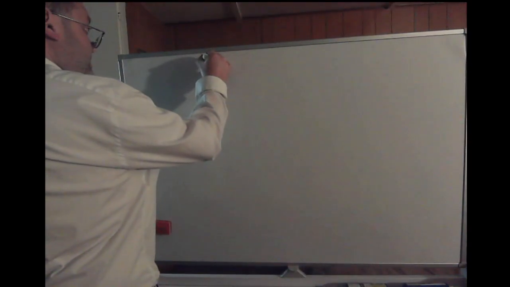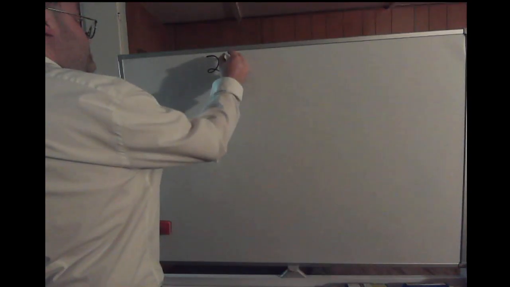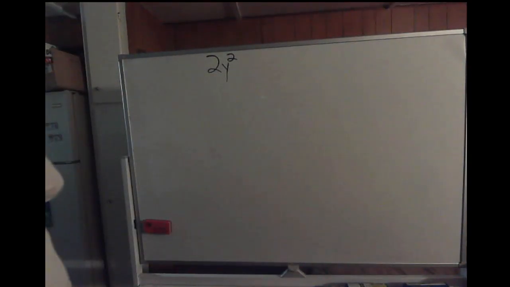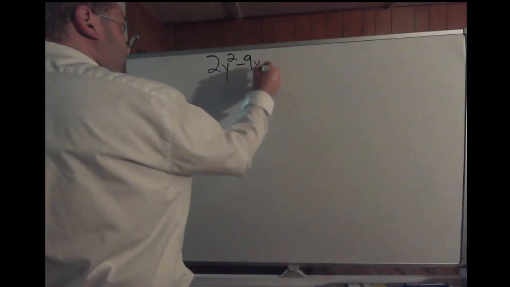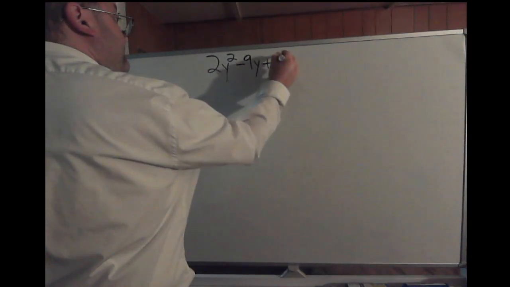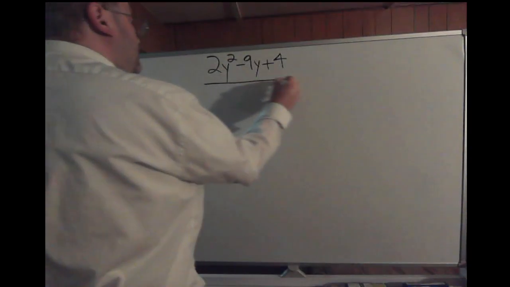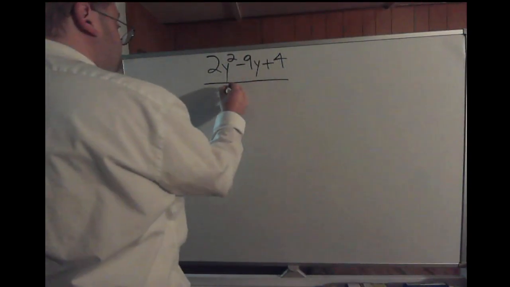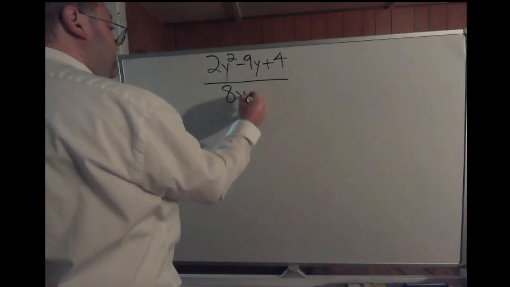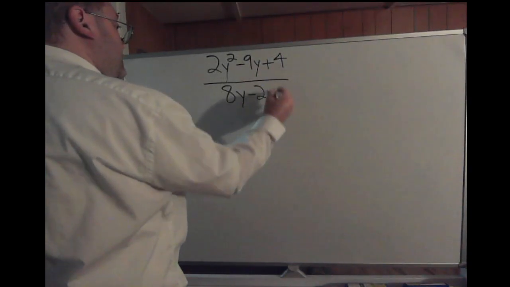I think we could do 2 more. We'll do 2 more, then we'll be done. So let's see, 2y squared minus 9y plus 4 all over 8y minus 2y squared.